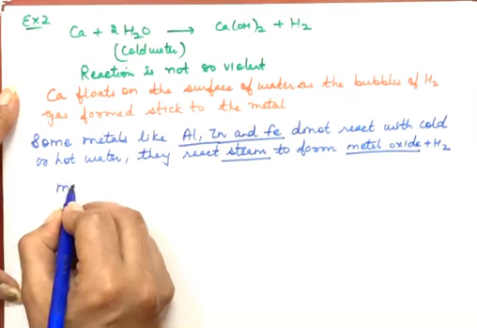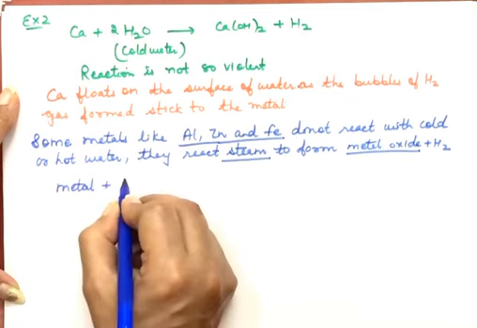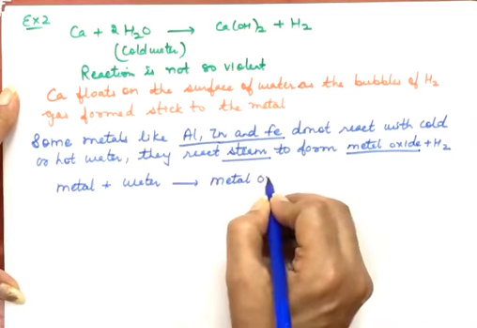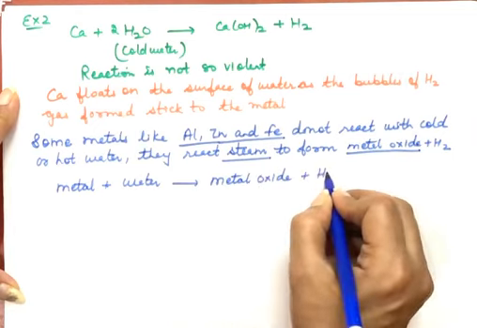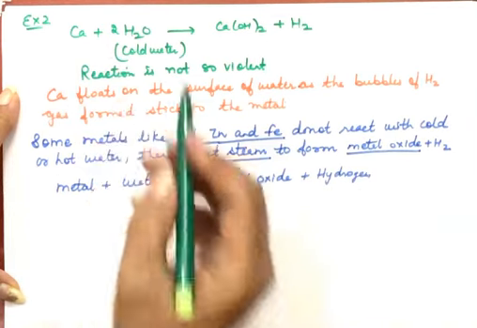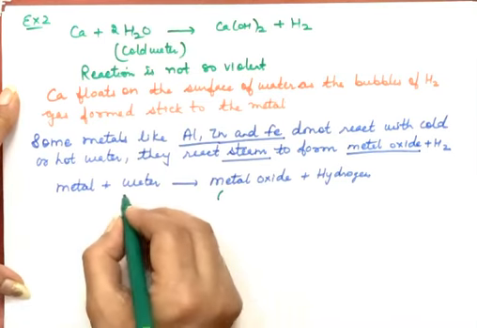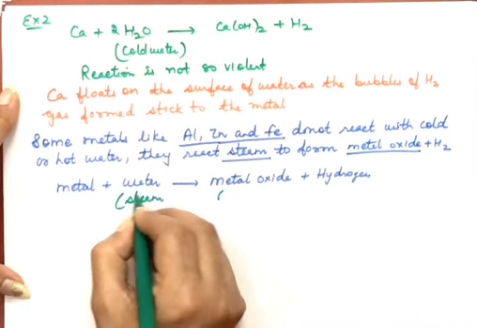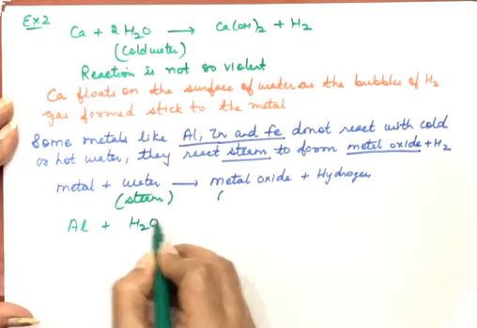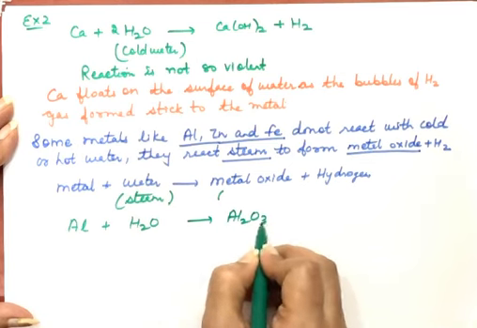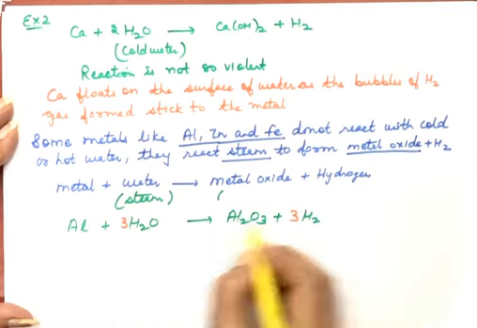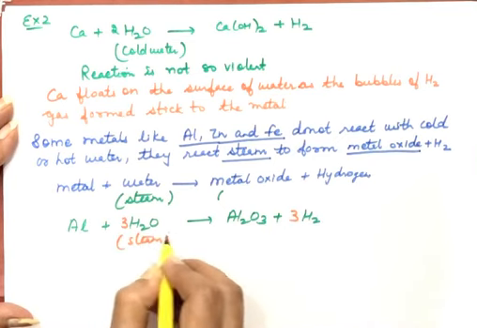So it's metal plus water gives metal oxide and hydrogen. So beta, first learn the general reactions, and after that you can take these particular examples of the metals and then you can learn. Water here is in the form of steam, beta. Okay, so I'm writing the example. Take aluminium, it reacts with water and forms oxide of aluminium with evolution of hydrogen. To balance this, 3 and 3, and this is actually steam.